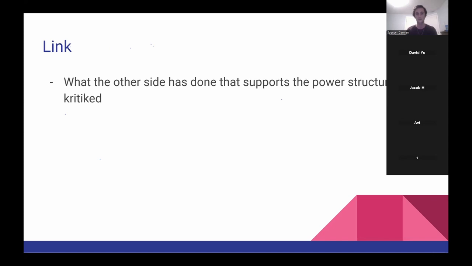So next for the link. The link is basically what the other side has done that supports the power structure which you're critiquing. So the link to a critique is similar to the link to any other argument. It's similar to a link to a disadvantage, in that it's just what the other side did that supports the power structure that you're critiquing. And yeah, again, it's just similar to how you would link it to a disadvantage or any other argument. The nature of the kind of links might be a little bit different, but it's definitely the same idea.